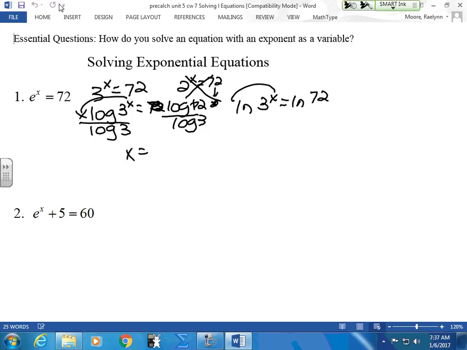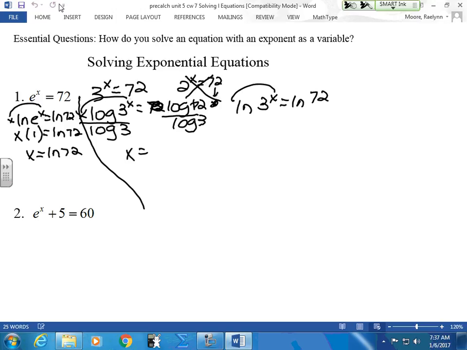So when I'm here with base e, I have to use an ln. So I put ln on both sides. Now this is one of your properties. First you should bring your x down. ln and e cancel out to 1. It's kind of a mess there, I'm sorry. So x is equal to ln 72.